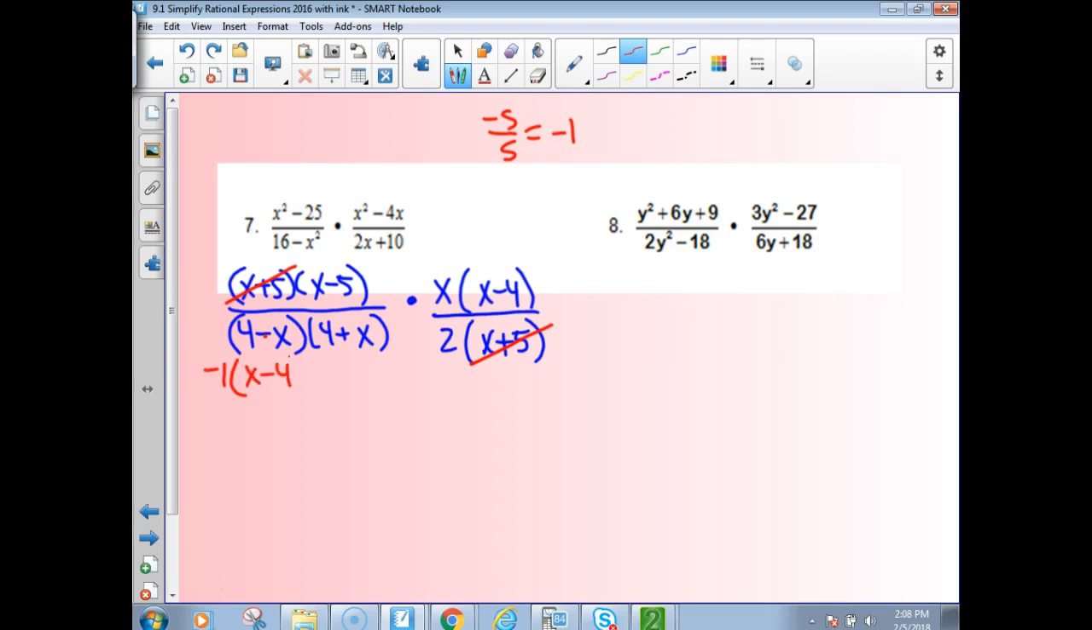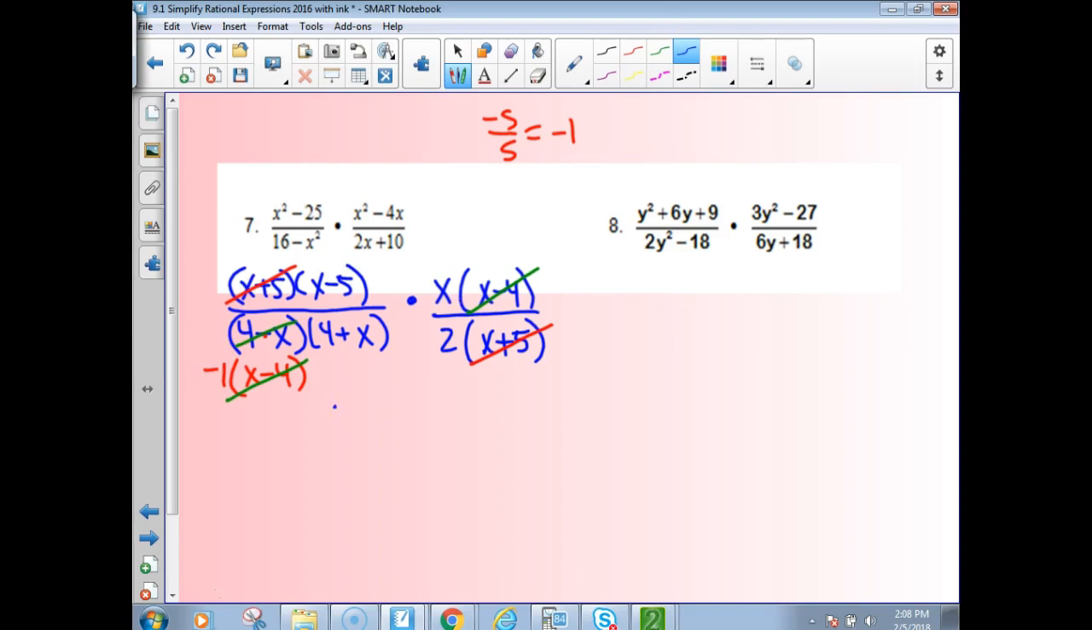x minus 4. Wouldn't that change the sign of both of them? So I factored out that negative 1. So now it matches this one. Right now I can go and cross cancel x minus 4, but don't forget there's a negative 1 there still. All right, so now let's see. Anything else canceling out? No. All right, so I've got that negative 1. I've got x minus 5 on top and x.